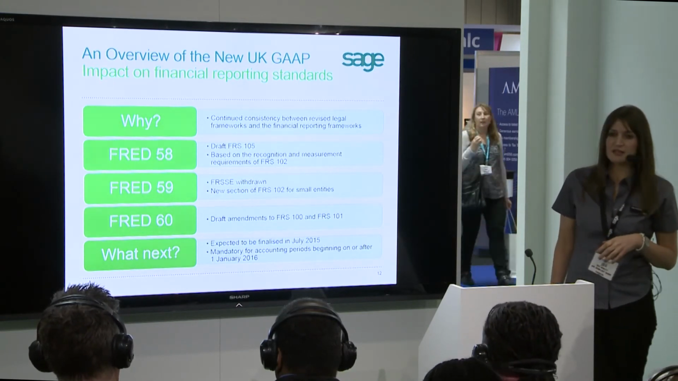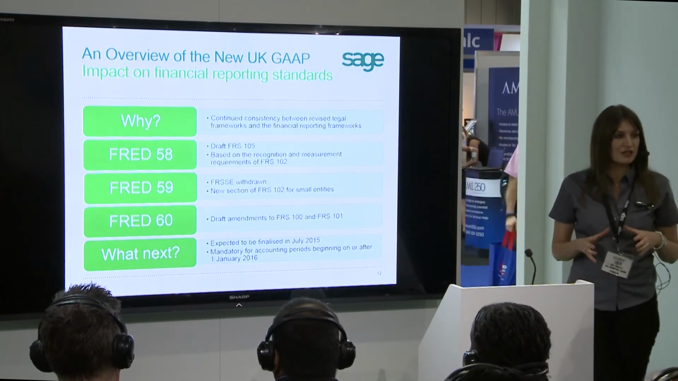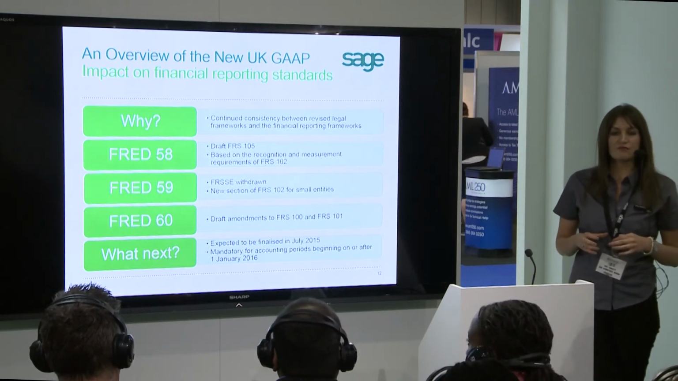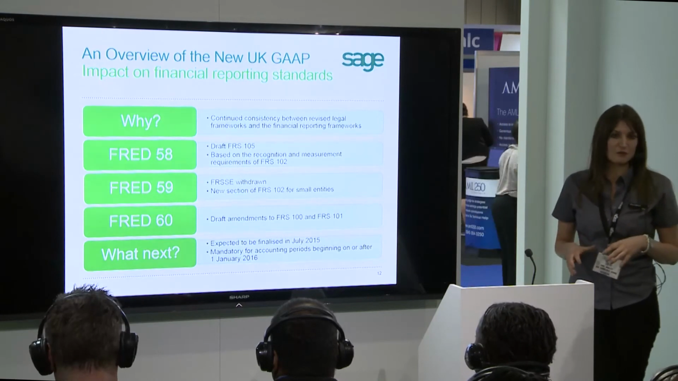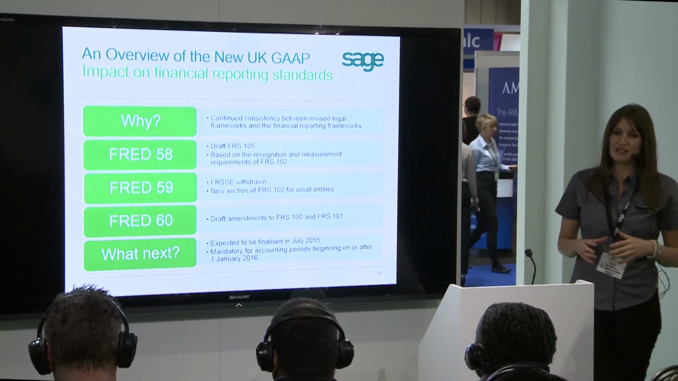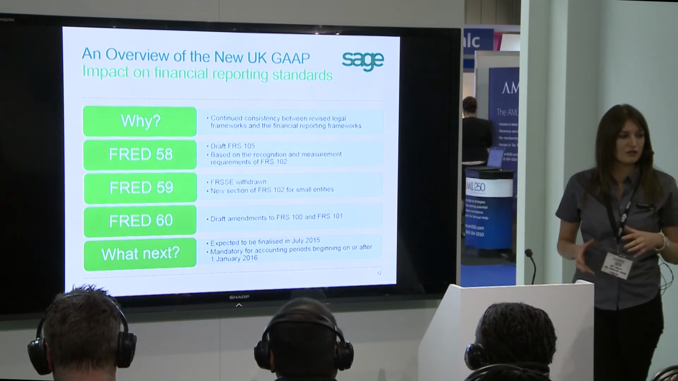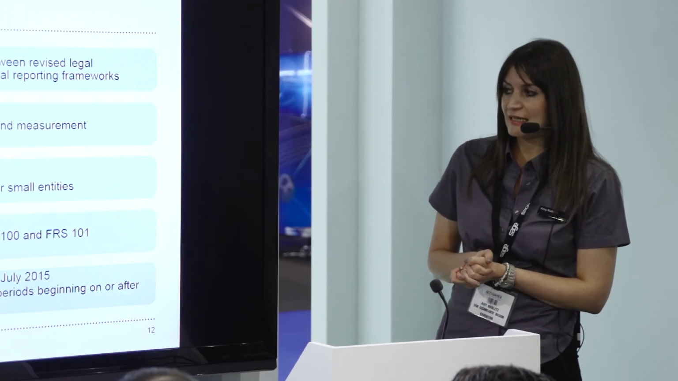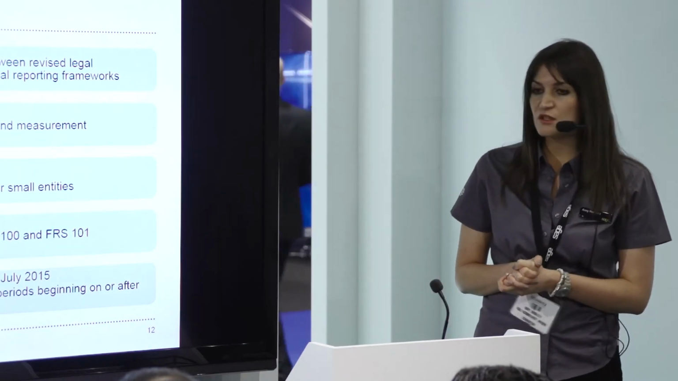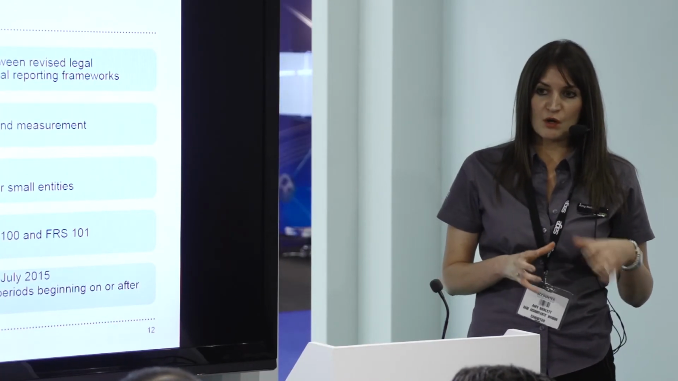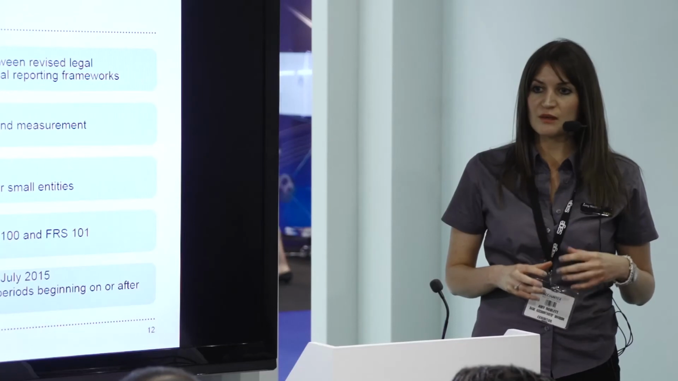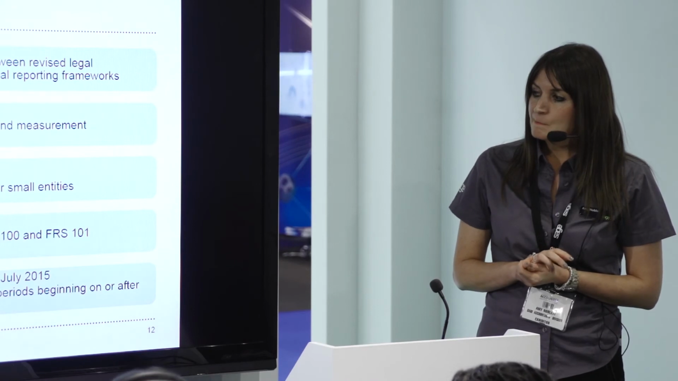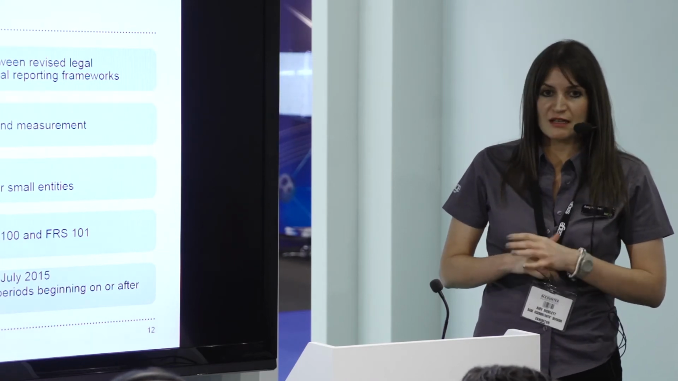FRED 59 is going to replace FRSSE, so that's a new section within FRS 102. Again, the measurement and recognition criteria are the same as FRS 102, but the disclosure and presentation is much more aligned with the needs of a small company. And then FRED 60 is really just draft amendments for FRS 100 and FRS 101, just to make sure that they still line up with company law and still meet those requirements. So those are expected to be finalised in July.